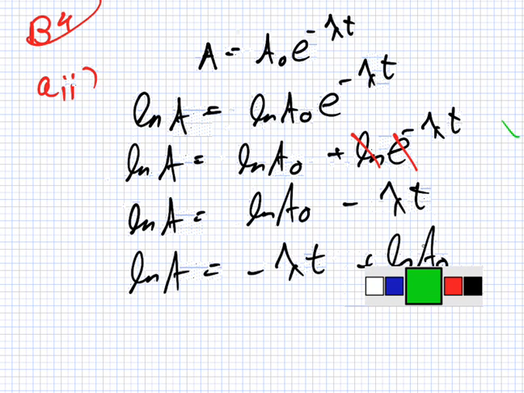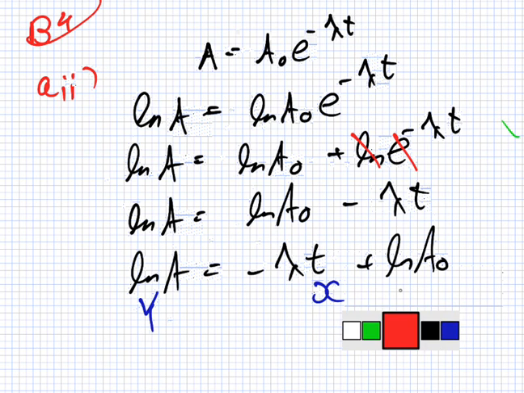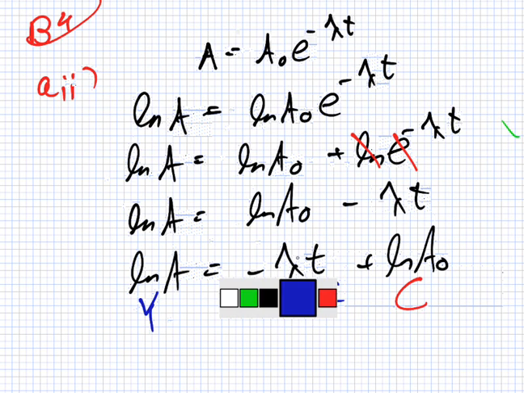And you can see then that if this is the Y and this is the X, then this here is like the C, and then this here is like the slope.